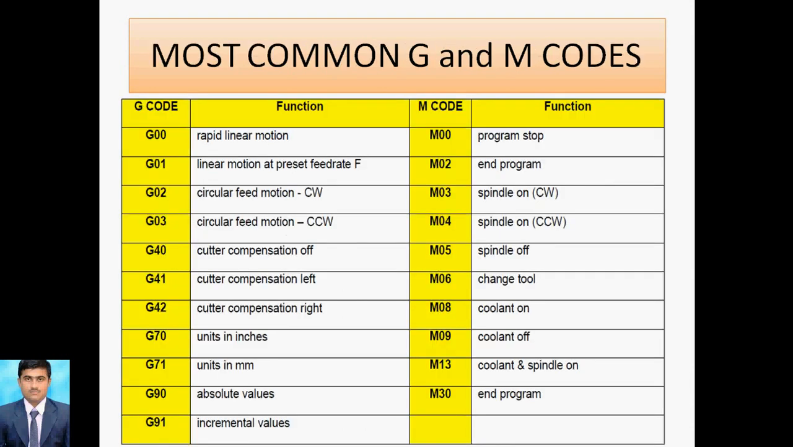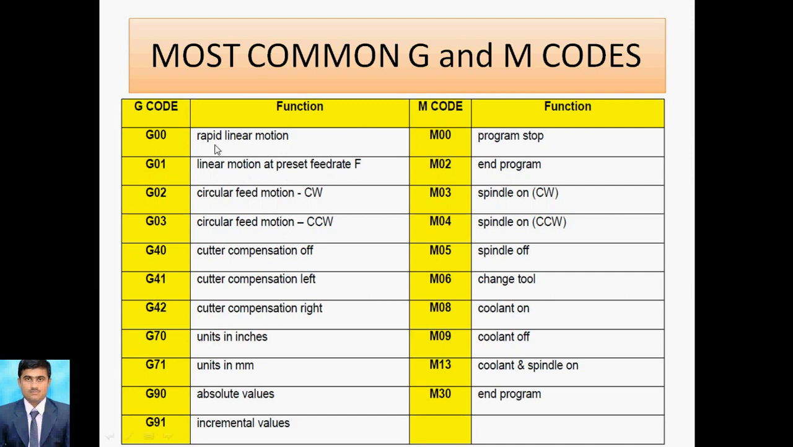First of all, we look at the most commonly used G and M codes. As in the last lecture we discussed, G codes are preparatory codes and M codes are called miscellaneous codes. These are the commonly used words. G00 is rapid linear motion. G01 is linear motion at a preset feed rate F.